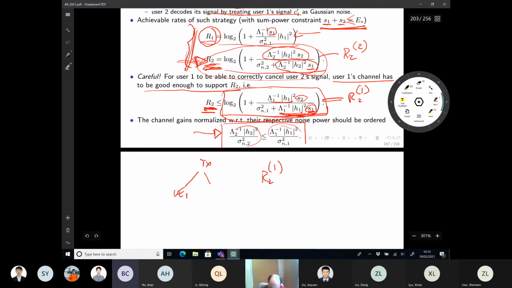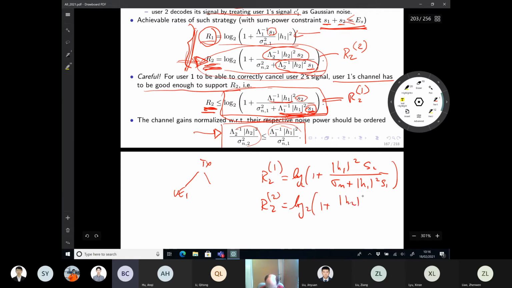This is the rate at which I decode the message of user 2 at user 1, which is indeed log 2 of 1 plus... Let me ignore the channel gains, the path loss, just to write it. So I have this. Let me assume I have the same noise. And I have the rate that I want to transmit to user 2. The message of user 2 will have to be decoded by user 2. So I have log 2 of 1 plus H2 S2 over H2 S1 plus noise. So this is my message of user 2 that I transmit, and that has to be decoded by both users.